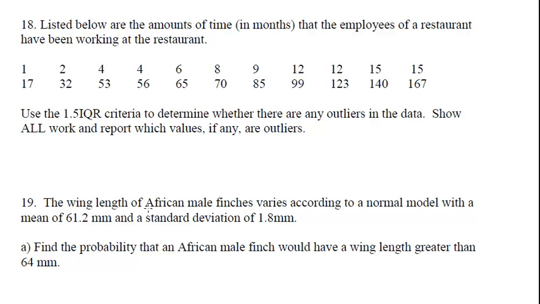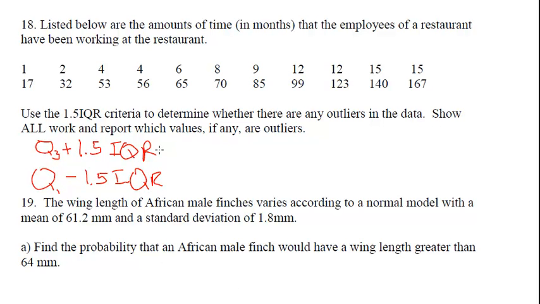So the 1.5 IQR criteria, what you're doing here is calculating two numbers. You're calculating Q3 plus 1.5 times the IQR, and you're also calculating Q1 minus 1.5 times the IQR. Those formulas will be given to you on the exam. You don't have to memorize them. But the first step is just to figure out the quartiles because we need those to get the IQR.